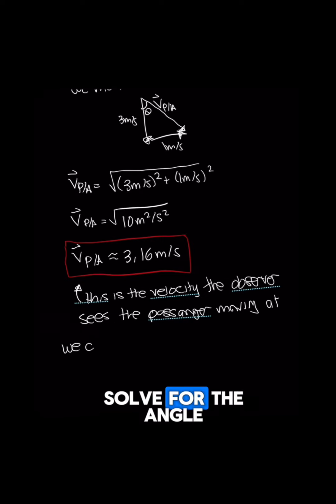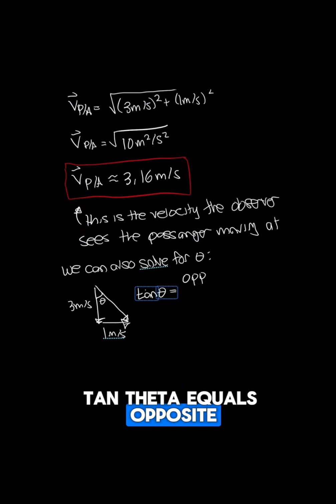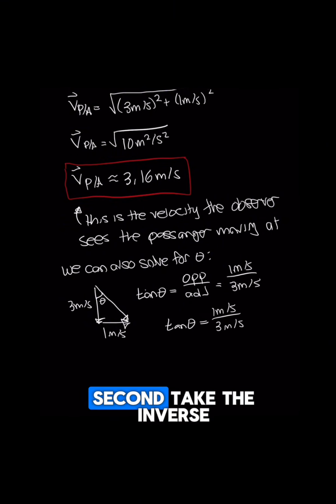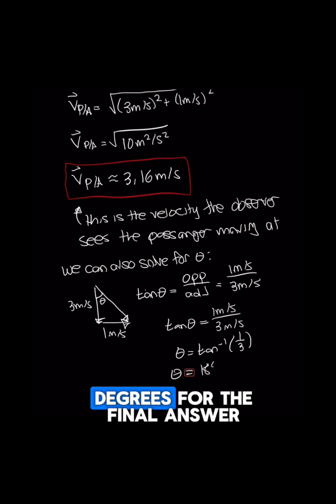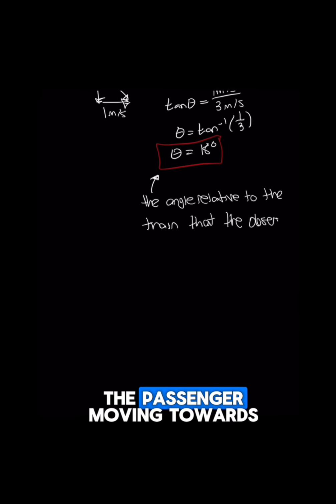And we can also solve for the angle theta between them. We can do this by using simple trig. Tan theta equals opposite over adjacent, and that's just going to be equal to 1 meter per second over 3 meters per second. Take the inverse and we get 18 degrees for the final answer. This is going to be the angle relative to the train that the observer sees the passenger moving towards.